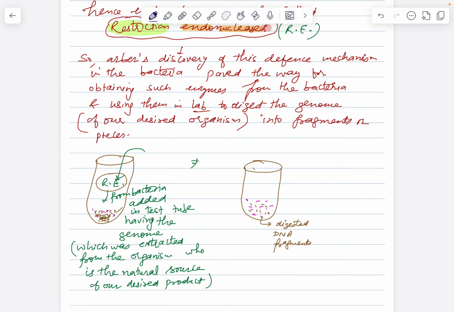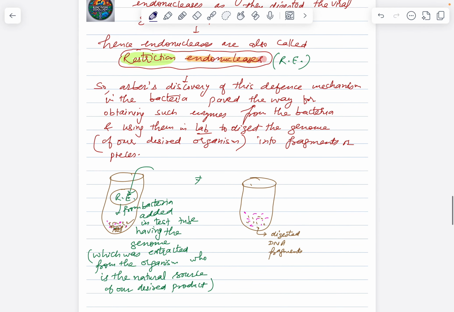From an organism who naturally produces that product which I want at a commercial scale. So I just take out the genome of that organism and I want to cut or digest that genome and obtain that gene. I tried exonuclease enzymes, but they did not work because they broke down the genome into nucleotides and I couldn't do anything with those nucleotides. So then I had to find some other enzymes. Obviously, some research was required for that.